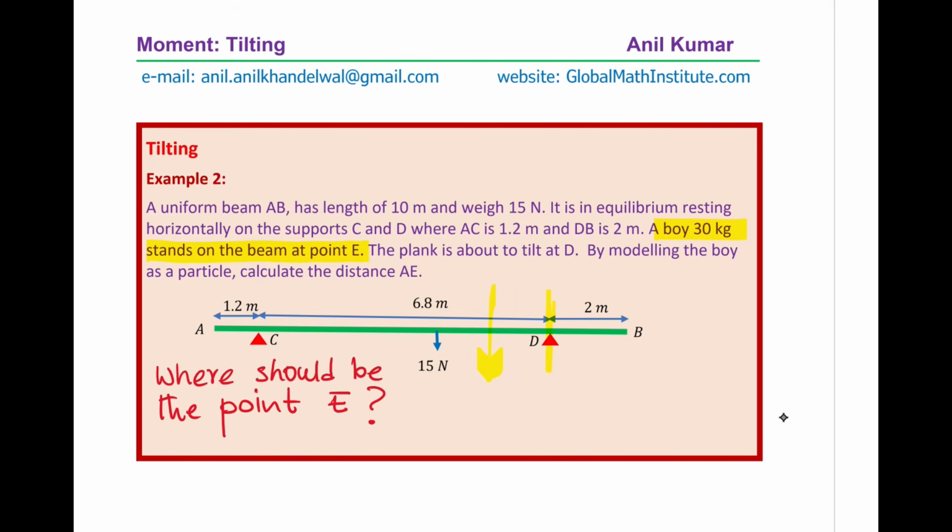in that case, what happens? Well, the system is in equilibrium, right? And in between, we are taking E. It is not going to tilt on D. You get the idea, right? Because there is a support on this side, it is very difficult to tilt. However, if I take E here, in that case, the beam can easily tilt about D. You get the idea. So the child has to be somewhere between D and B. Is that correct? So somewhere here will be our point E.